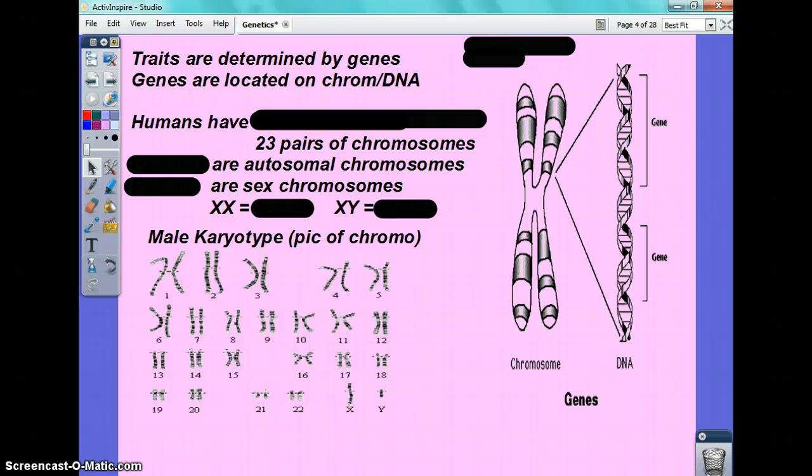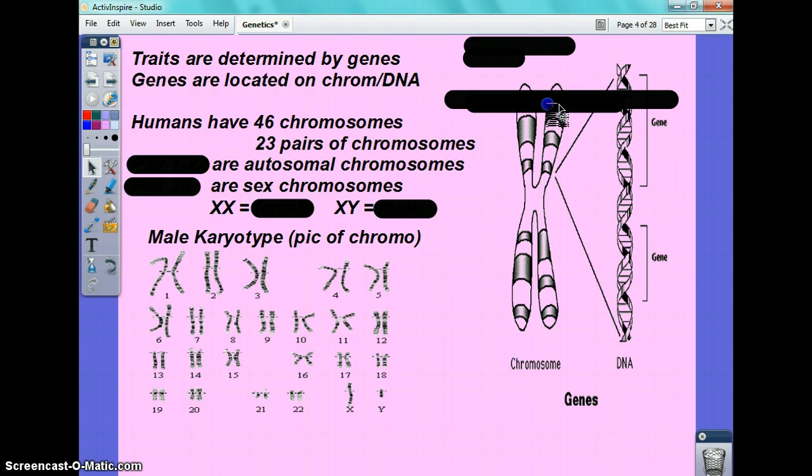So how many pairs of chromosomes do humans have? 23. So total chromosomes? 46. Good. 46 chromosomes for humans. In bio, when you study genetics in college, you study organisms that have 4 pairs. You don't study organisms with 23 pairs. That's very complex. Autosomal chromosomes are going to be all the pairs numbered in this karyotype, which is a sample of your chromosomes, 1 through 22. Your sex chromosome is pair number 23. If you see an XX, what are you? A woman. An XY? Male.